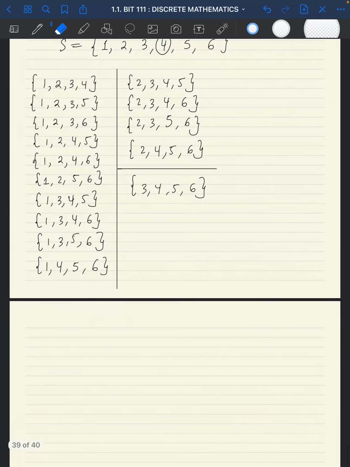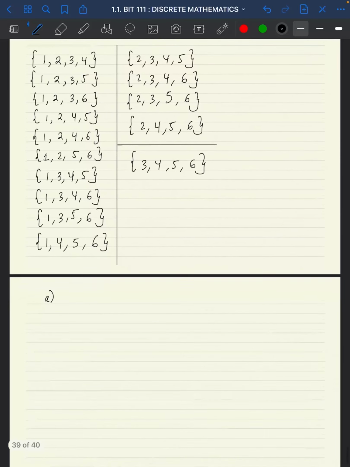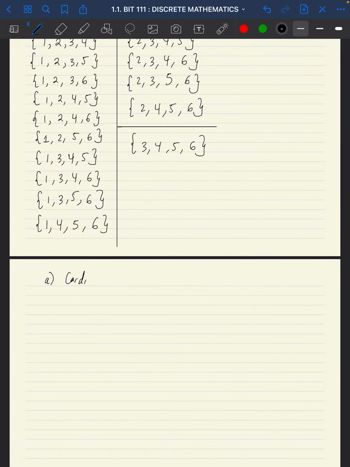So now you can start to answer the questions, right? For example, question A says, how many of those subsets that we've just listed have, what was the wording? Okay, well, first of all, how many are there of cardinality 4? Okay, cardinality 4.